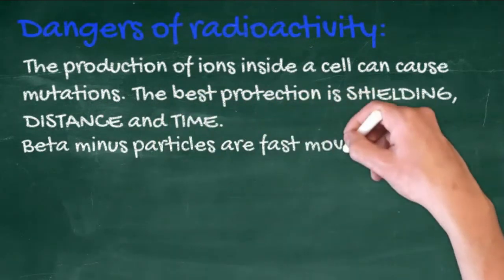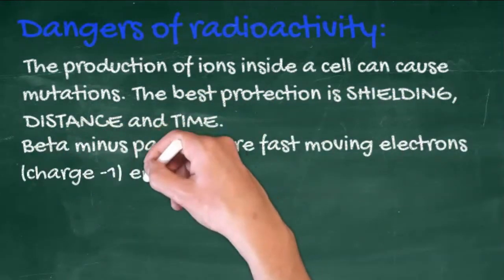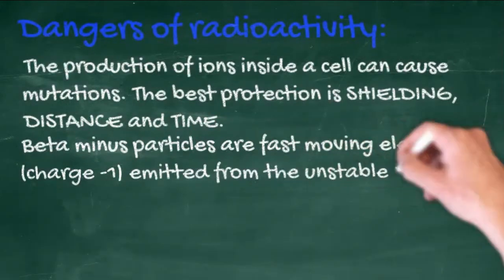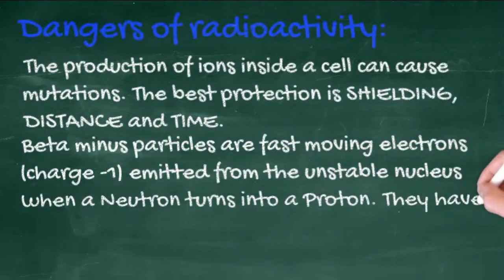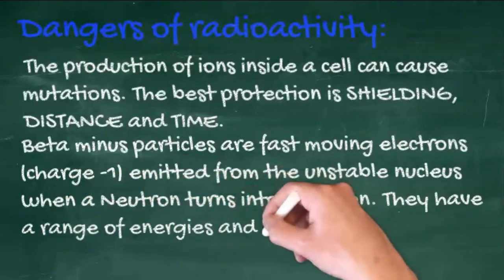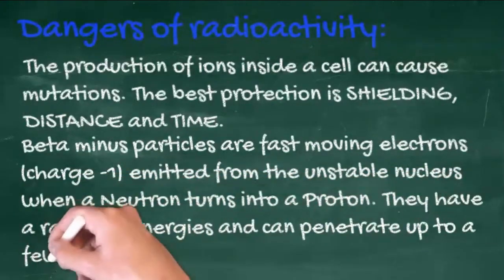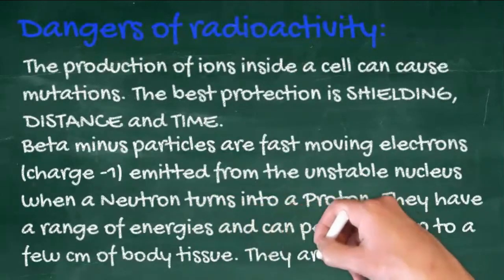Beta-minus particles are fast-moving electrons with a charge of -1 that are emitted from the unstable nucleus when a neutron turns into a proton. They have a range of energies and can penetrate up to a few centimeters into the body. They are dangerous.